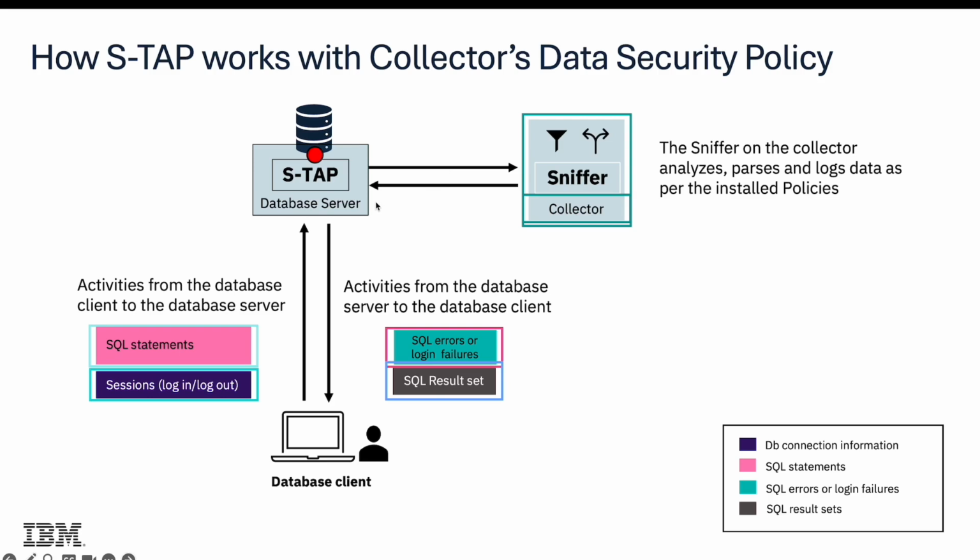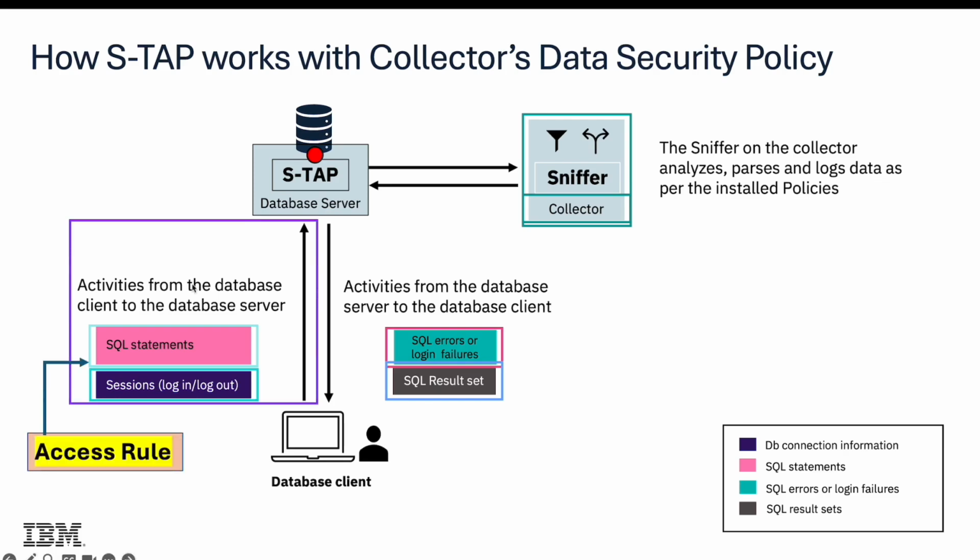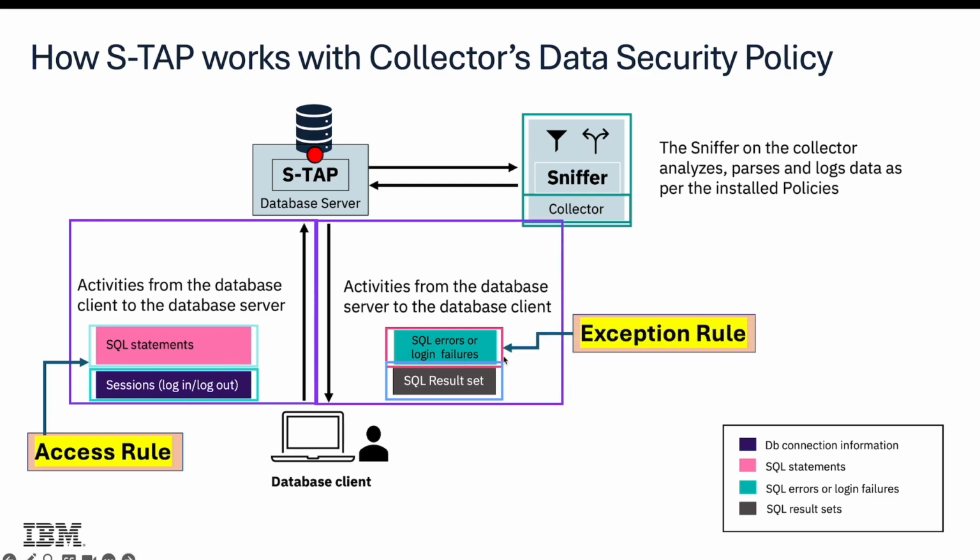To handle the DB traffic efficiently, data security policies have different rule types for different database packets. Access rules work on database request packets, those sent from the DB client to the DB server. Exception rules work on DB exceptions, like SQL errors and login failures. Extrusion rules work on SQL result sets.